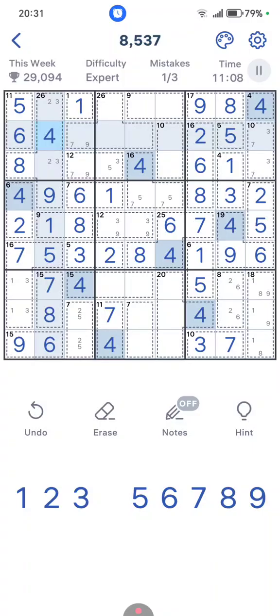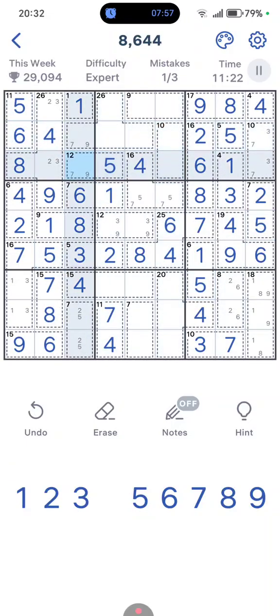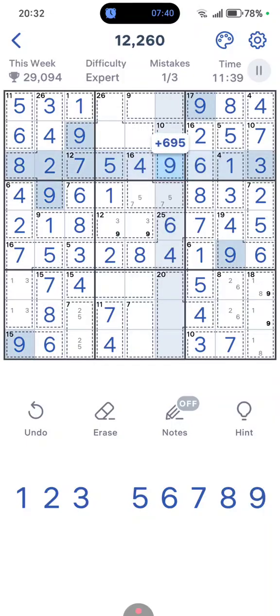Okay, so I'm going to do a bit of scanning here because I had a feeling that this was the case. 5 can't go in 10, so it has to go there. 7, 9, 3, 7. Okay, so therefore this is what's left over. 1, 2, 3, 4, 5, 6, 7, 8, 9. So that means that this has to be a 1.